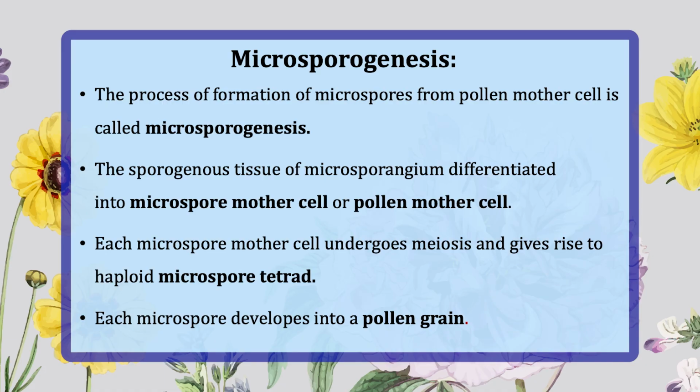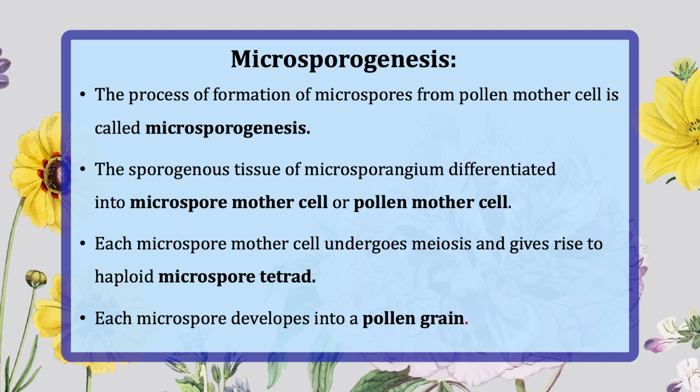Students, let's talk about the process of microsporogenesis. It is a very important process. The sporogenous tissue of microsporangium differentiates into diploid microspore mother cell or pollen mother cell. These cells undergo meiosis and form haploid microspore tetrad.